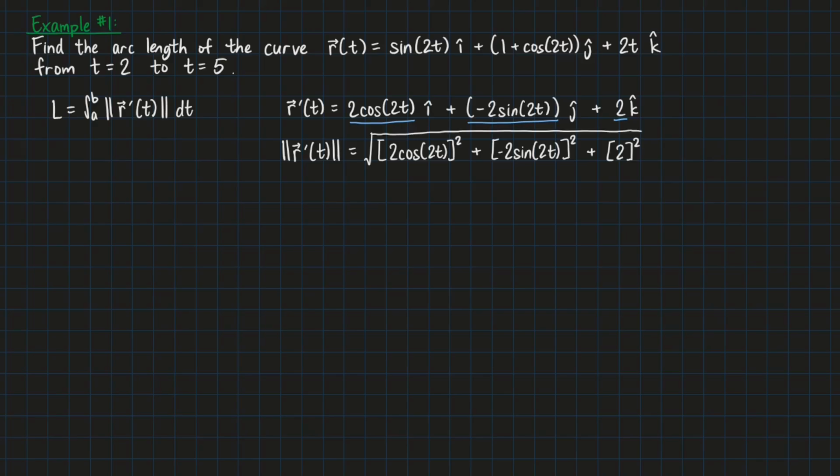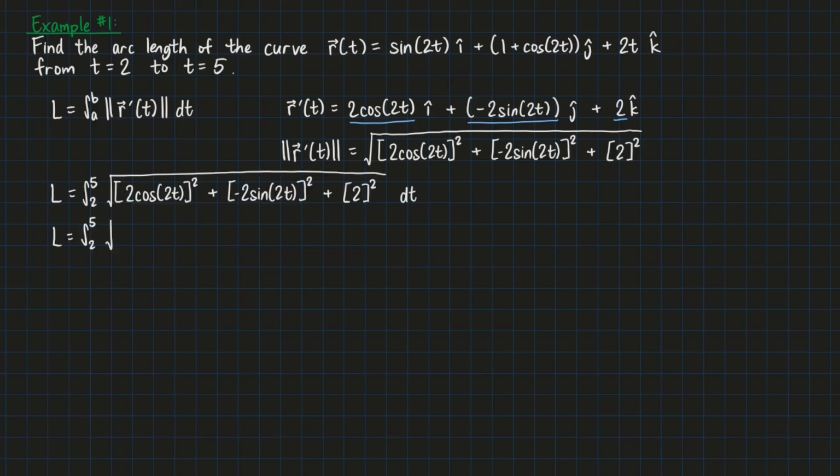Going back to the formula, we want to know the arc length from t equals 2 to t equals 5. 2 and 5 are going to be our lower and upper bounds, respectively. 2 squared is a 4. We multiply that by the cosine squared of 2t. Then we add negative 2 squared, which is a 4, times sine squared of 2t. And then 2 squared is a 4.